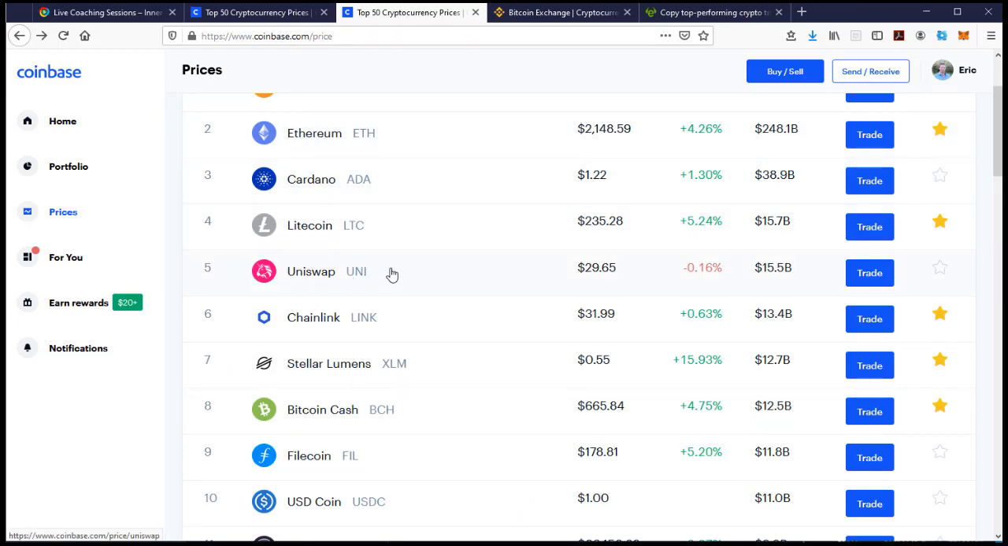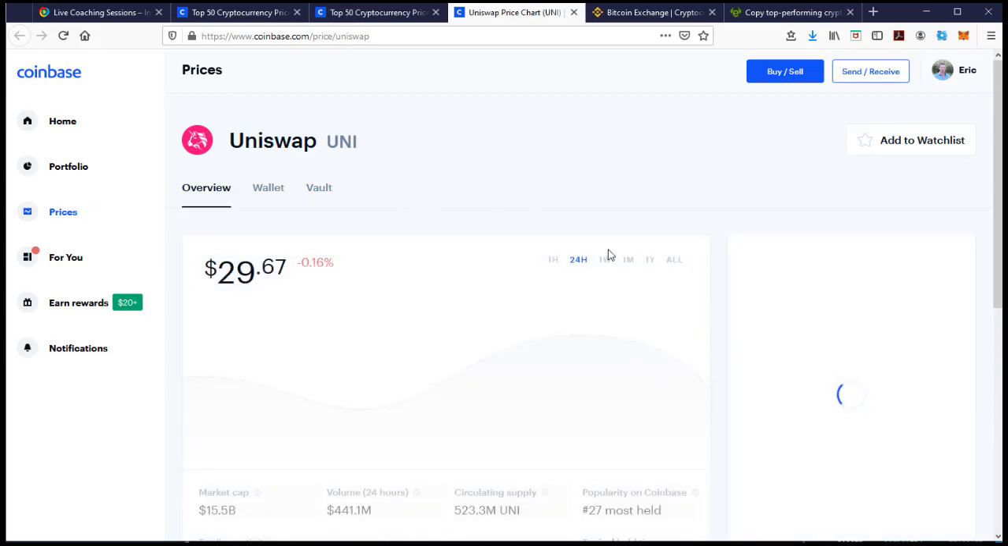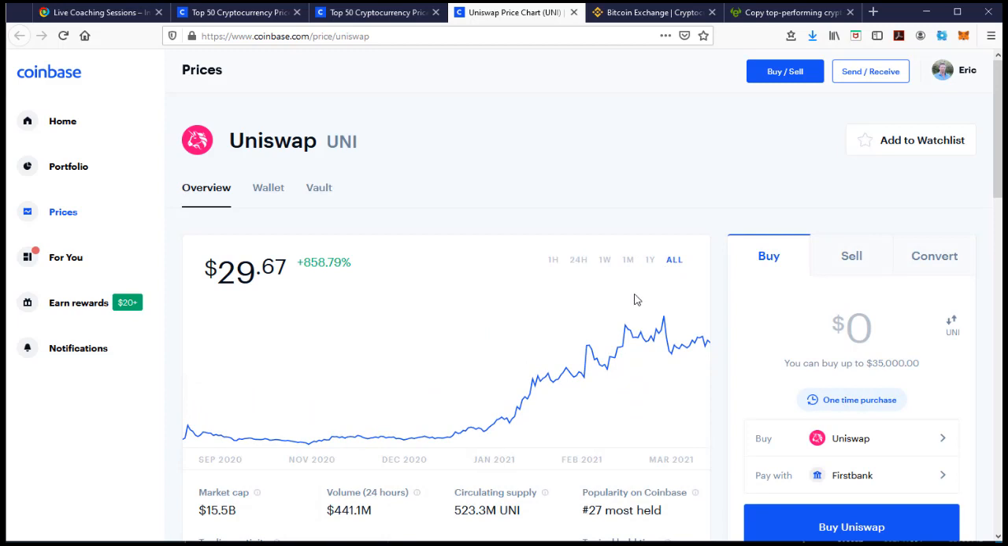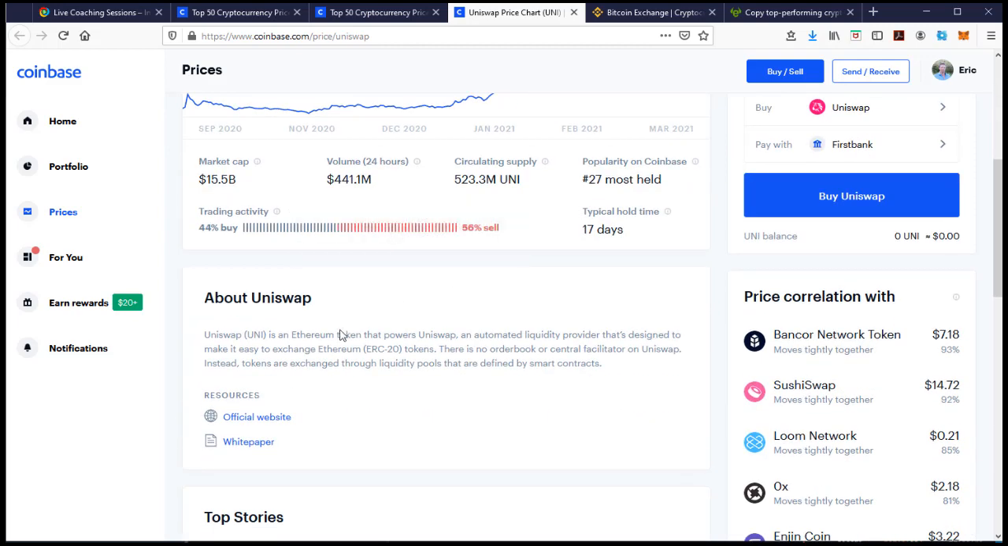Then you have others like Uniswap. Okay, Uniswap also has a very large market cap. Uniswap is one that is relatively new to the market. We'll go to the chart here. Here's a 24-hour chart. We go to all. We can see it's only been around since September of 2020. It was trading for just a few dollars for most of its existence, and then it's just boom, boom, boom, skyrocketed. And again, this is talking about what it's used for and its usefulness.